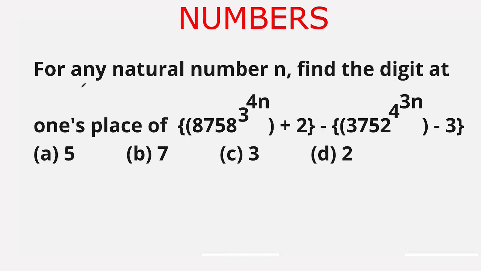Our question is, for any natural number n, find the digit at ones place of, in first parenthesis, 8758 whole raised to power 3 raised to power 4n plus 2 minus, in second parenthesis, 3752 raised to power 4 raised to power 3n minus 3. The given options are option A 5, option B 7, option C 3, option D 2.